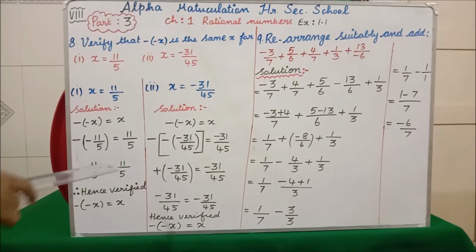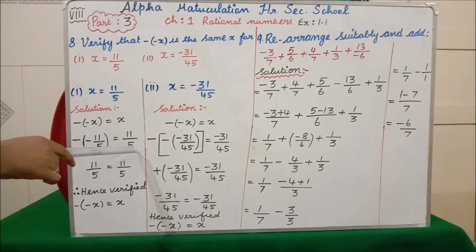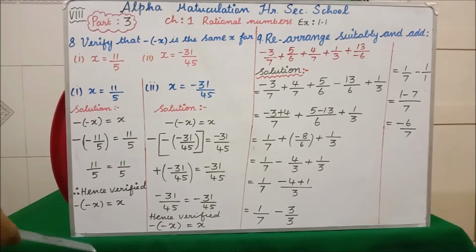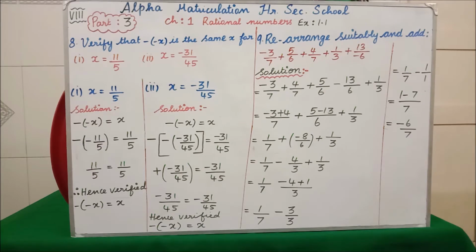So this side, we are already having 11 by 5. The same 11 by 5 I am writing here also. Now if you see, here also 11 by 5, here also 11 by 5. So it shows what? Minus of minus x, we are getting the same x. Okay, which means after doing minus we are getting the same question as the answer. So therefore, hence verified: minus of minus x equal to x. That's it. Clear?